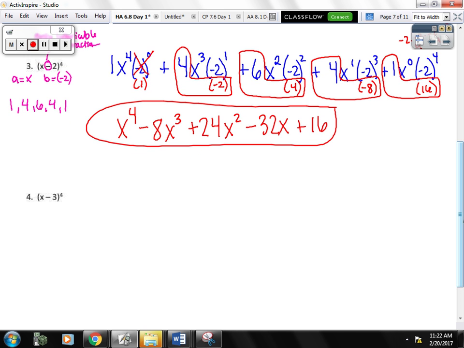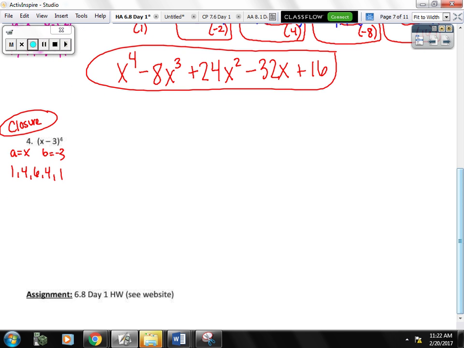I'd like you guys to try example 4 as your closure. Notice it's similar. You are using the same row, the 4th row, 1, 4, 6, 4, 1, but you are plugging in a -3 as your b value this time. So our a is x, and our b is representing a -3 when we do our exponents. Go ahead and give that a try, and we will share out our answers in just a moment.